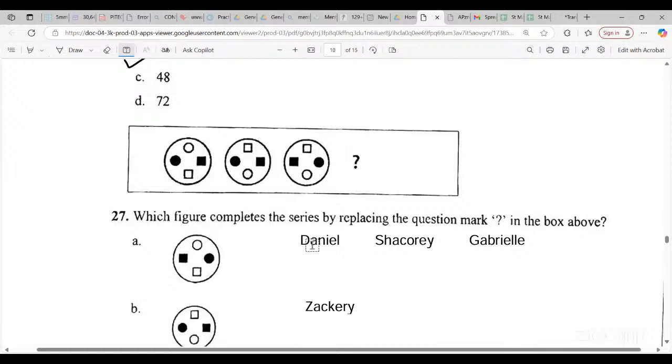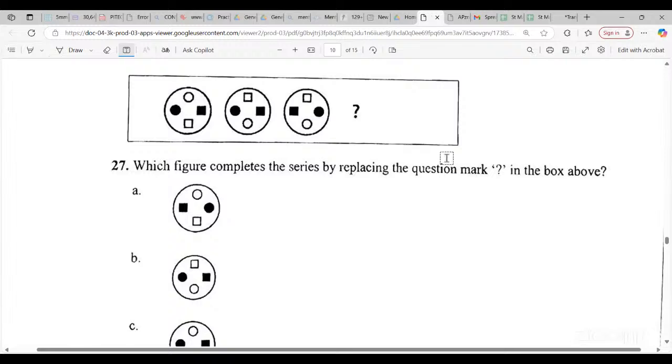These were the persons who were present on the morning shift. Let me delete those names. But this is it, guys. This was a very interesting question. I could do that one here before we leave. It says, which figure completes the series?